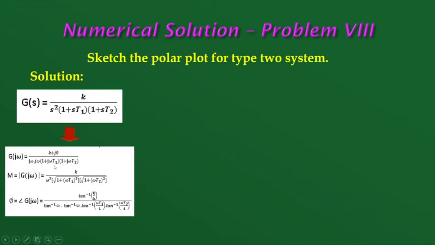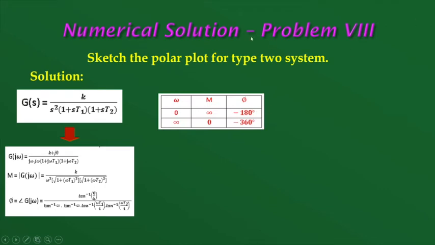Put s equal to j omega. Then find the magnitude by taking the mod of this value. So this is omega square, then root over 1 plus omega t1 square into 1 plus omega t2 square. Then write down the formula of phase angle: tan inverse 0 by k, and for omega square tan inverse infinity, into tan inverse omega t1 by 1 into tan inverse omega t2 by 1.